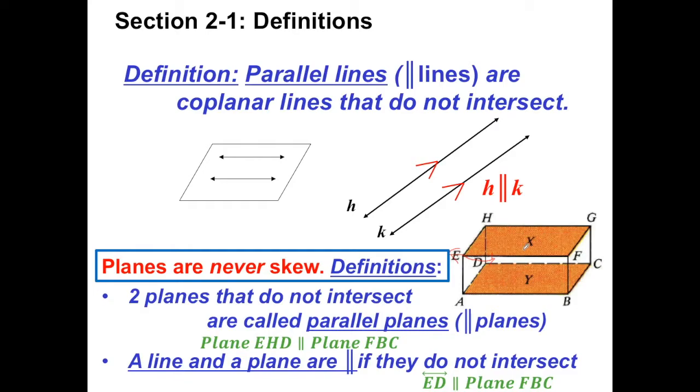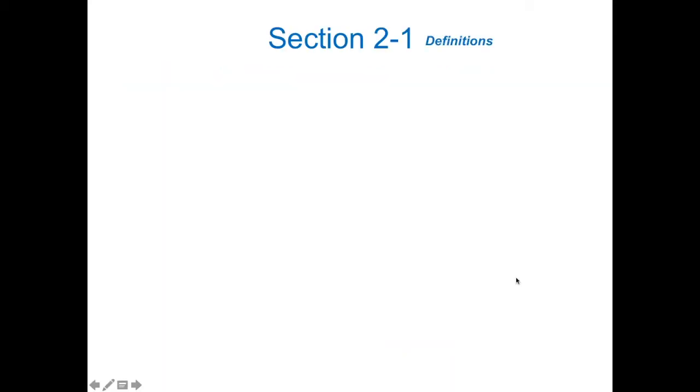Sometimes this will be given to you once or twice in a theorem that you have to prove, so just be prepared for it. A line can be parallel to a plane. Another example would be line FG, which would be parallel to plane Y, because it would always be above Y and never intersect Y.